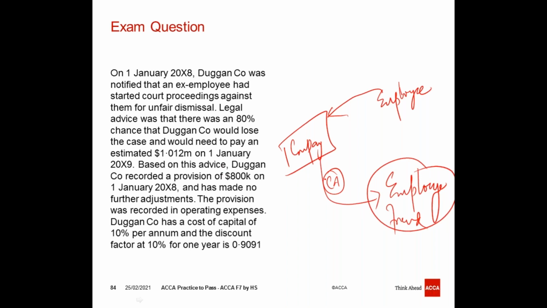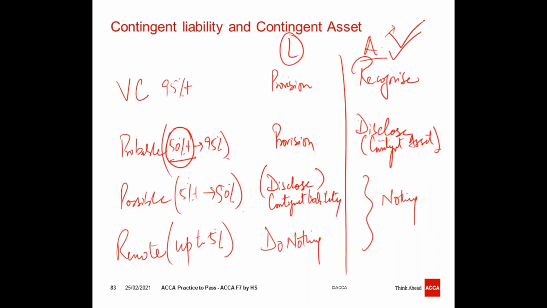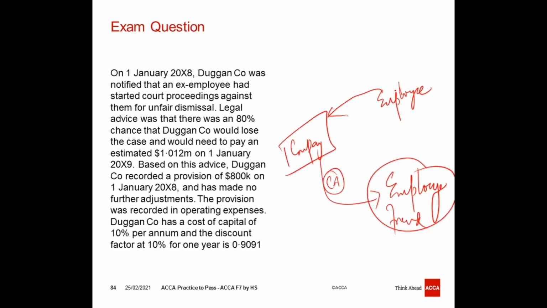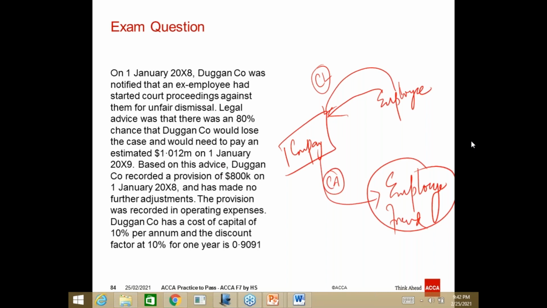Then you need to follow this part of the rules. But if the employee is claiming something from the company, so if we lose the case, there will be a contingent liability. So we will follow the rules for the liability. That's a very important part. So if we are suing the company or the employee is suing us.